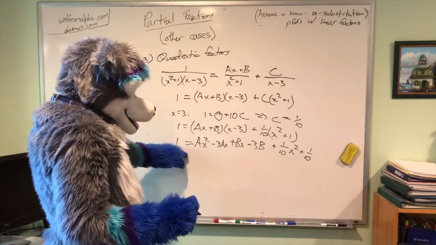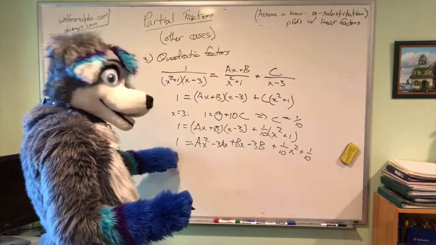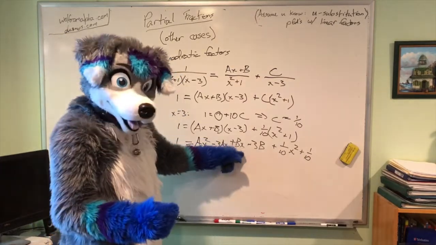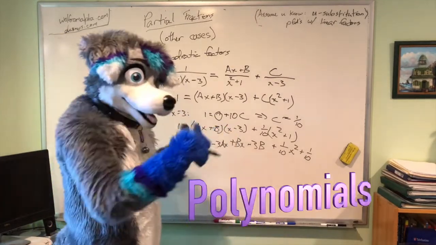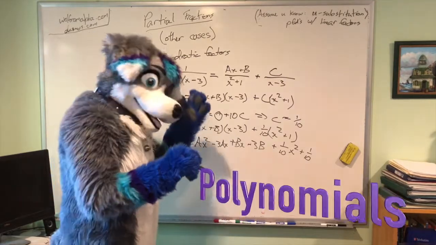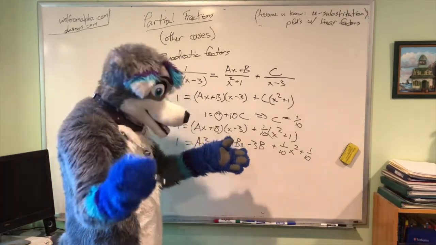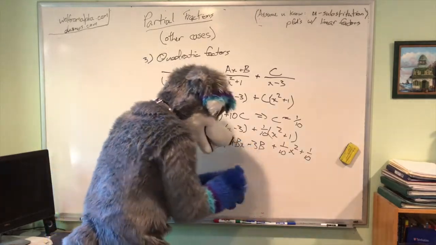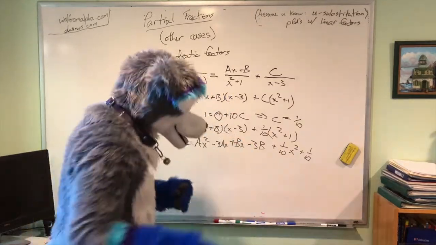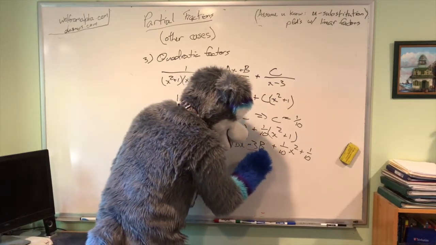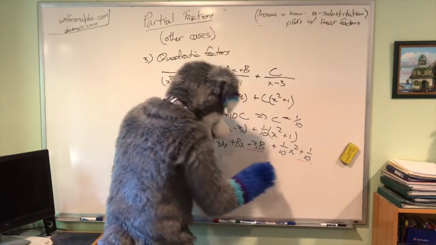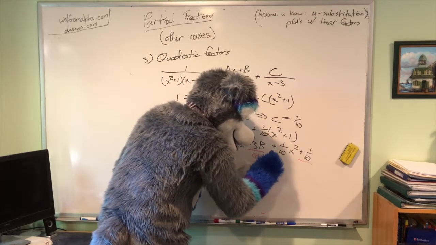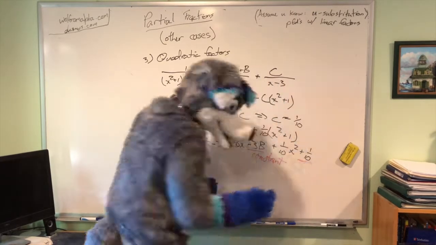Now, this equal sign means that here's the constant term 1. It has to equal the constant term over here, right? They're two polynomials that equal each other. So the constant term on one side has to equal the constant term on the other. The constant term over here is negative 3b and the 1/10. That's the constant. That is, it doesn't have an x in it.